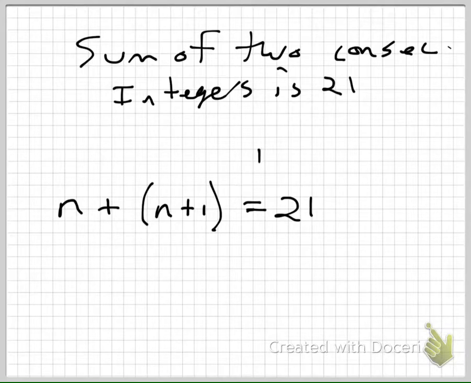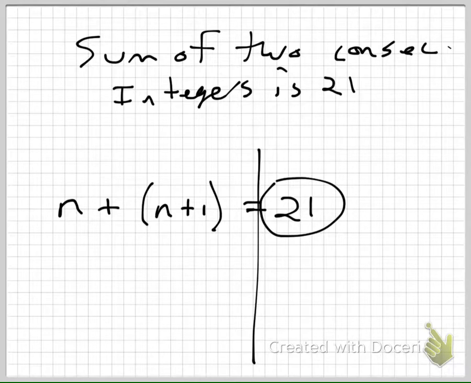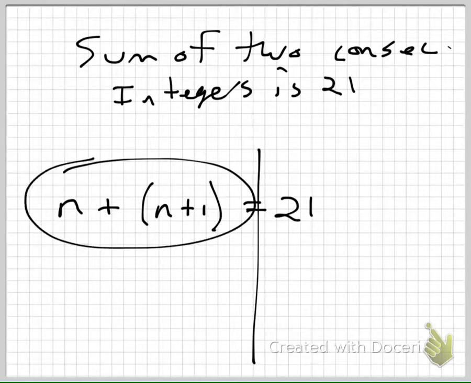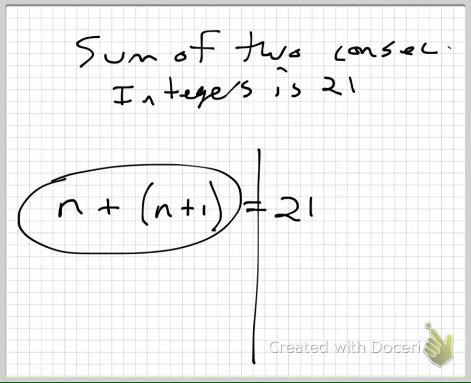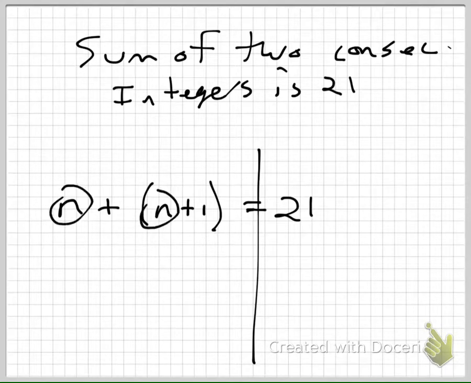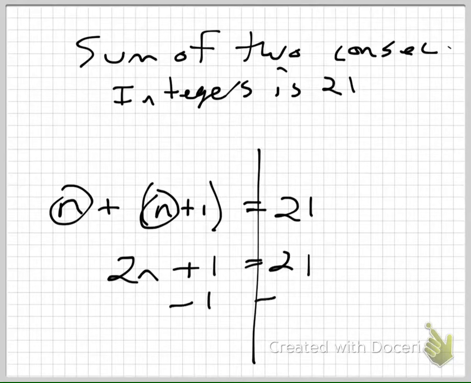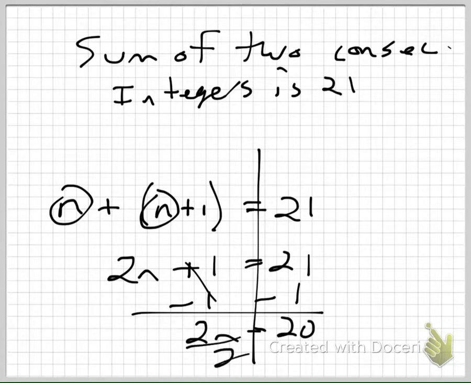Let's solve it now. Is the 21 cleaned up? Oh, yes. Is this side cleaned up? What do I do here? Is there any distributive property here? No, there's not. So then it's just n plus n is 2n plus 1 equals 21. Minus 1 minus 1, 2n equals 20, divided by 2, n equals 10.